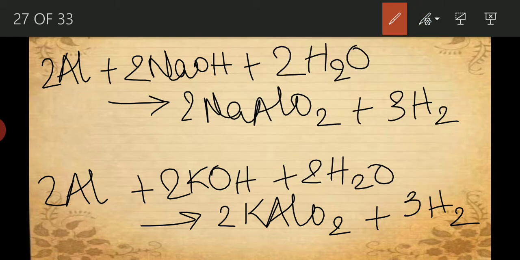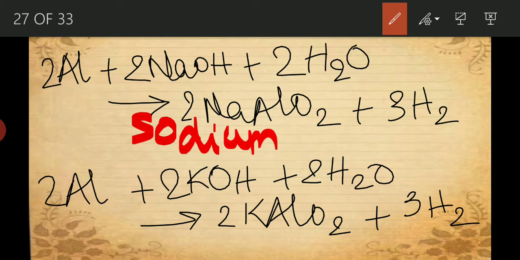Now, in the first case, when aluminium reacts with sodium hydroxide along with water, it forms sodium aluminate.